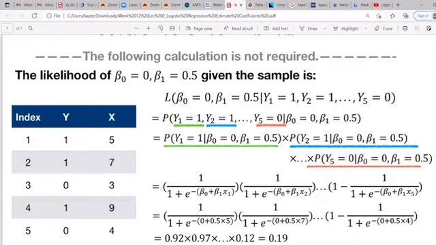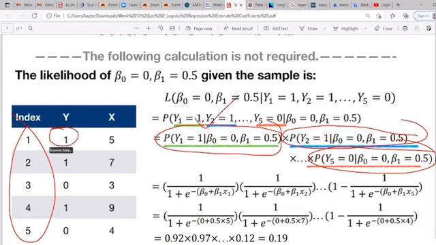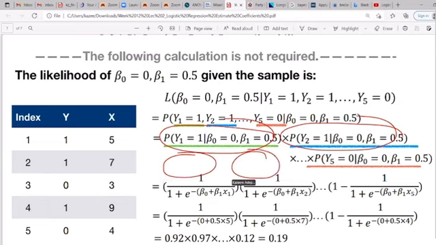Take a look at this now. I'm going to have 5 of them. Why do I have 5? Because I have 5 observations. I'm going to say that again. If you look at the first one here, when y1 equals 1, then I'm assuming beta naught equals 0 and beta 1 equals 0.5. I'm going to multiply by the second one, the third one, the fourth one, the fifth one. So I have 1, 2, 3, 4, and this is 5.